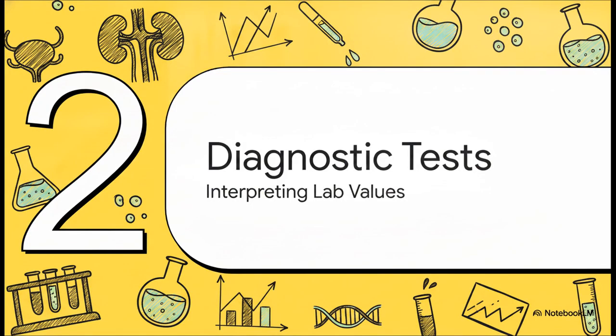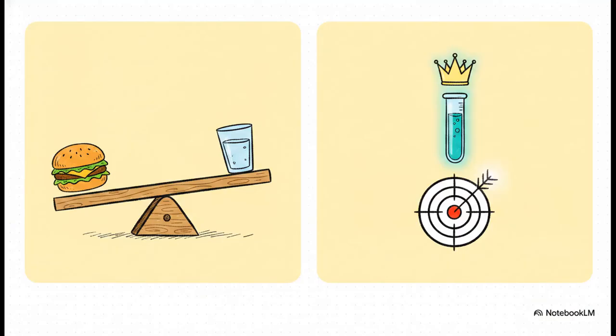Moving right along to Section 2, Diagnostic Tests. Now, as future clinicians, interpreting lab values accurately is arguably our most powerful assessment tool. It's essentially our window into how well all those physiological functions are actually performing in real time. And this brilliantly illustrates why understanding vital distinctions, like BUN versus serum creatinine, is just absolutely crucial.